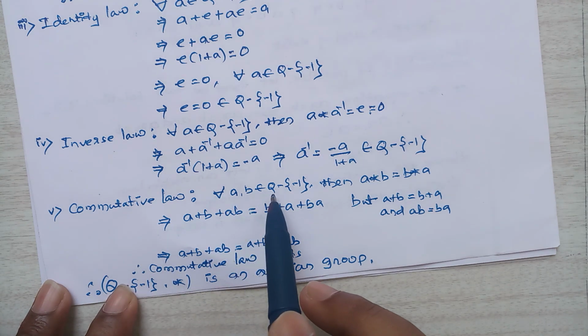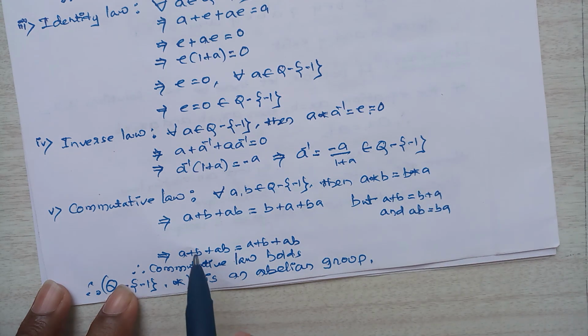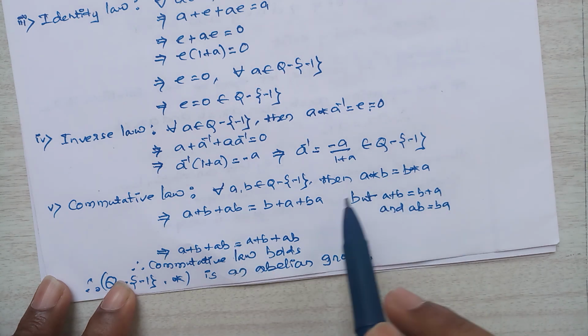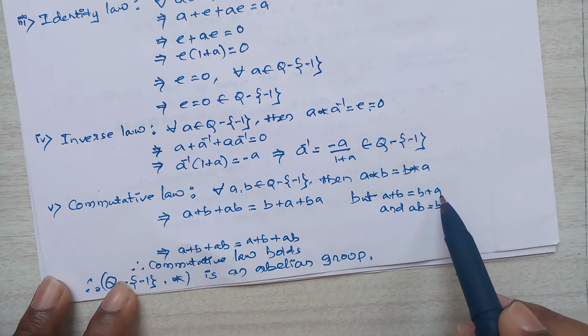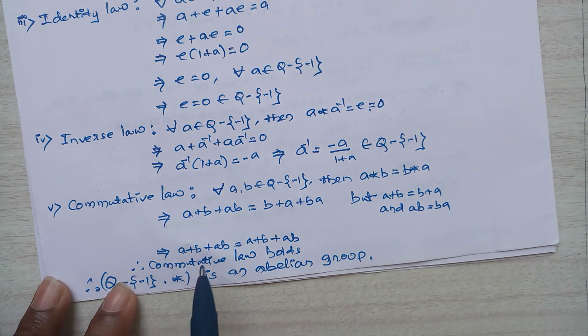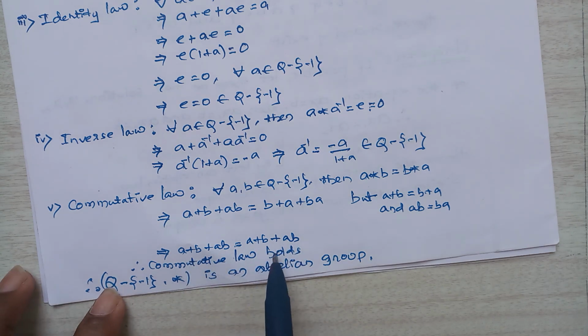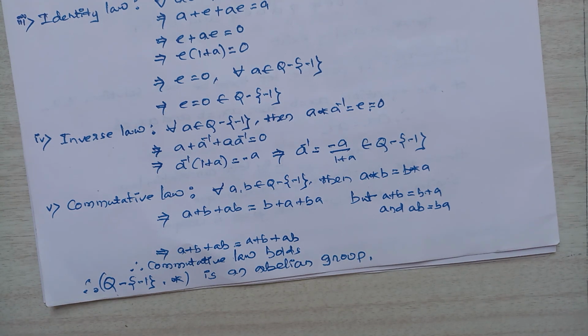Next, commutative law. For all a, b belongs to Q minus of 1, a star b is equal to b star a. So a star b is a plus b plus ab, and b star a is b plus a plus ba. But a plus b is equal to b plus a, and ab is equal to ba. Therefore a plus b plus ab is equal to b plus a plus ba, so commutative law holds good. Therefore Q minus of 1 comma star is an abelian group.